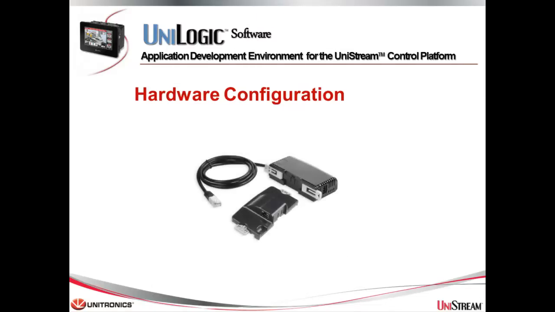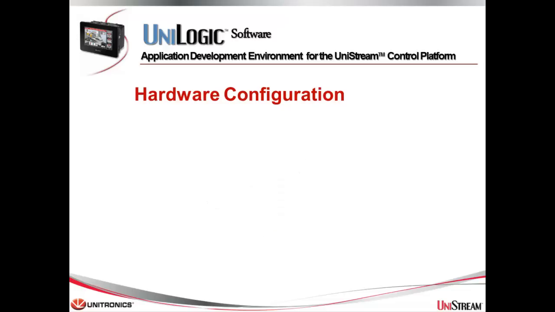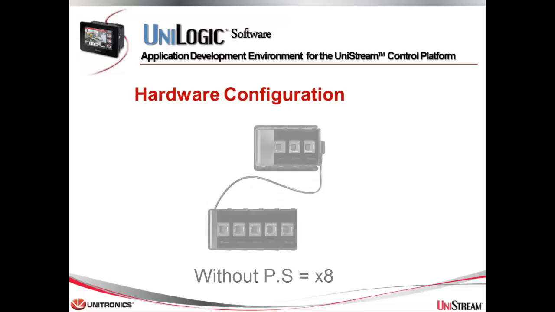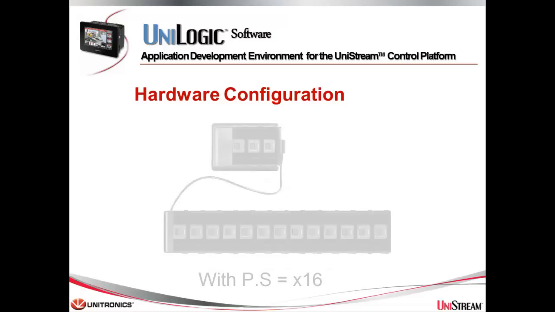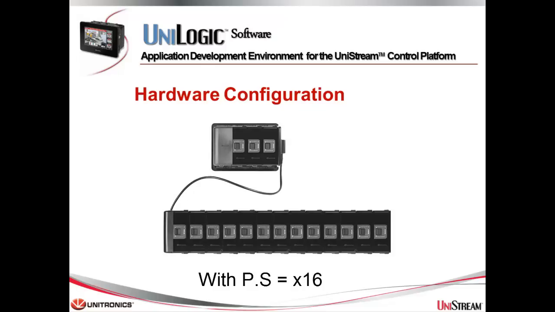We can expand the IOs using expansion adapters. There are a few types of expansion adapters. An expansion adapter that does not include the power supply can support up to 8 IO modules, including the modules which are attached on the back of the panel. An expansion adapter that includes power supply can support up to 16 I/O modules, including the modules which are attached on the back of the panel.